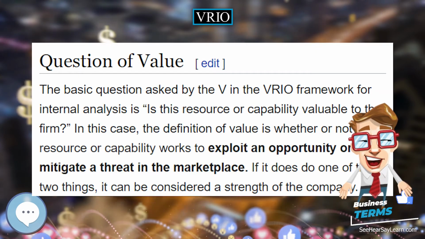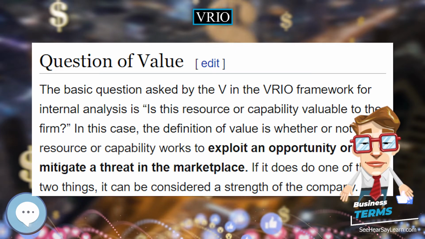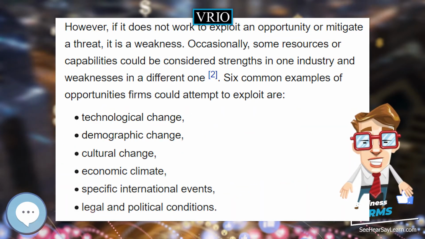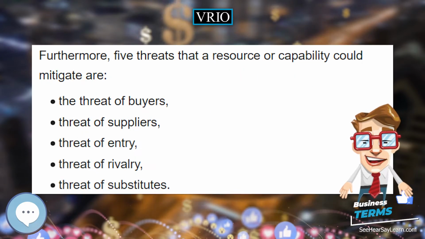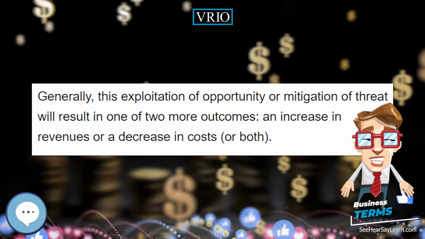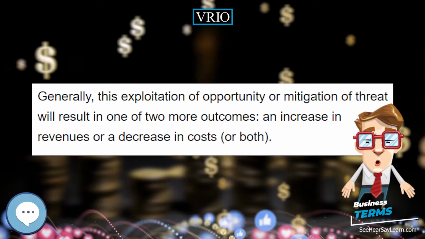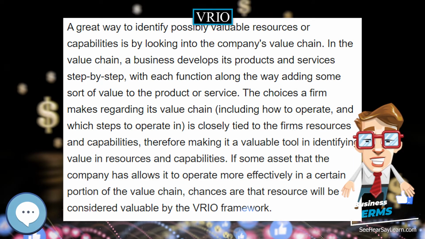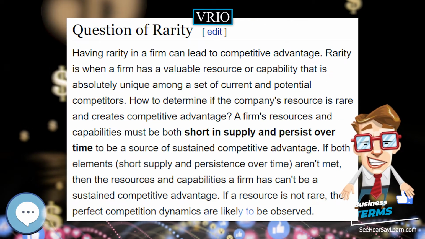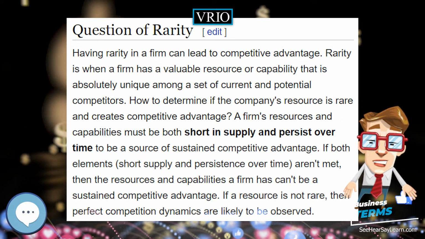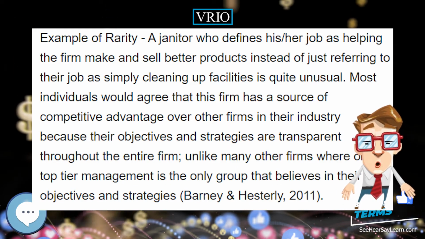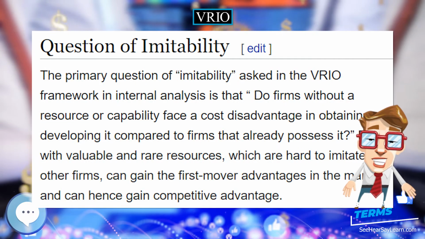If a resource is not rare, then perfect competition dynamics are likely to be observed. Example of rarity: a janitor who defines his or her job as helping the firm make and sell better products, instead of just referring to their job as simply cleaning up facilities, is quite unusual. Most individuals would agree that this firm has a source of competitive advantage over other firms in their industry because their objectives and strategies are transparent throughout the entire firm, unlike many other firms where only top-tier management is the only group that believes in their objectives and strategies.